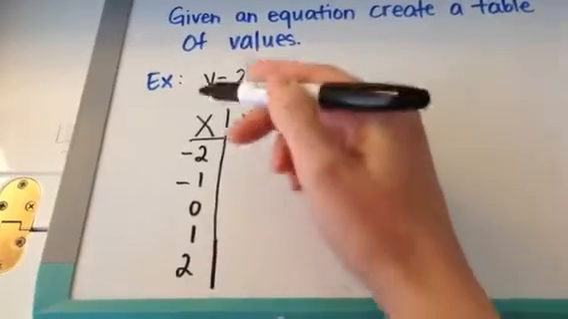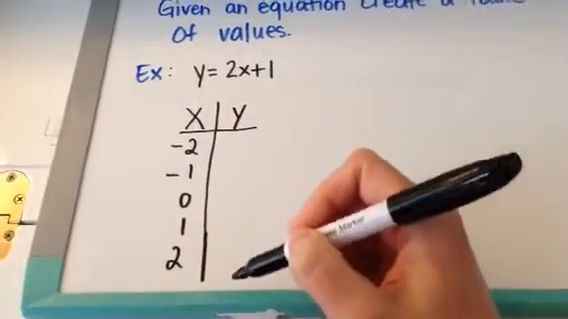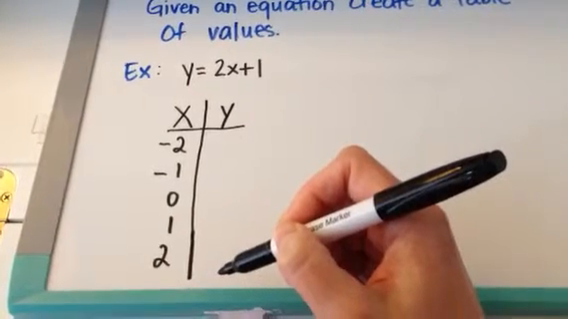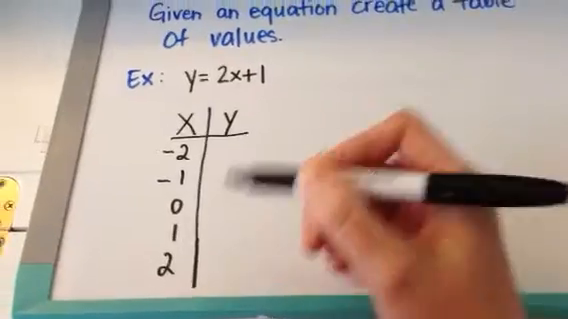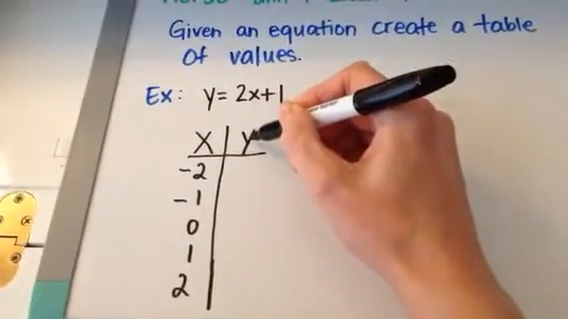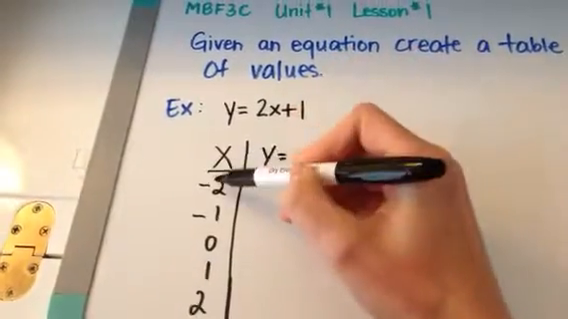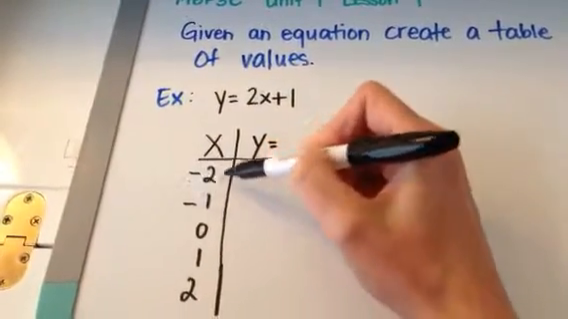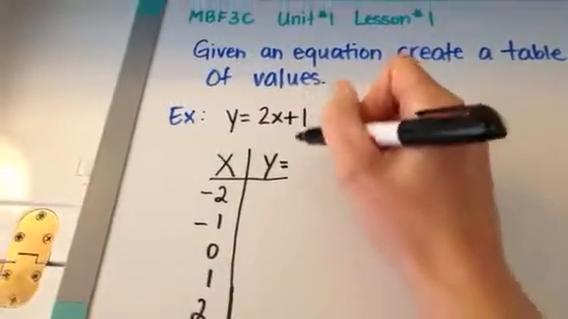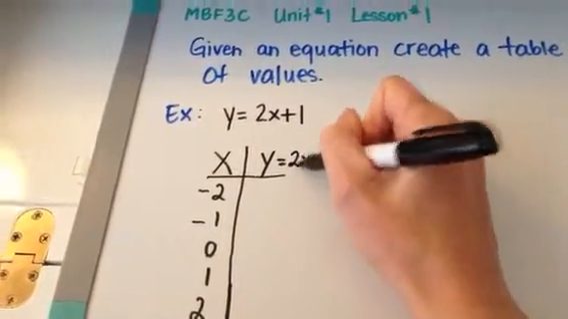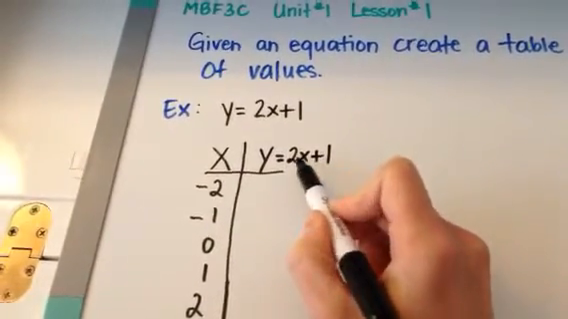So I've chosen these values. They can really be any values you like. When you're calculating it by hand, it's nice to choose nice, easy, round numbers. To find your y values, since your y depends on the x values, what you're doing is essentially putting whatever you've chosen for x into the equation, and you're solving for y. So our equation that gives us our y values is 2x plus 1.